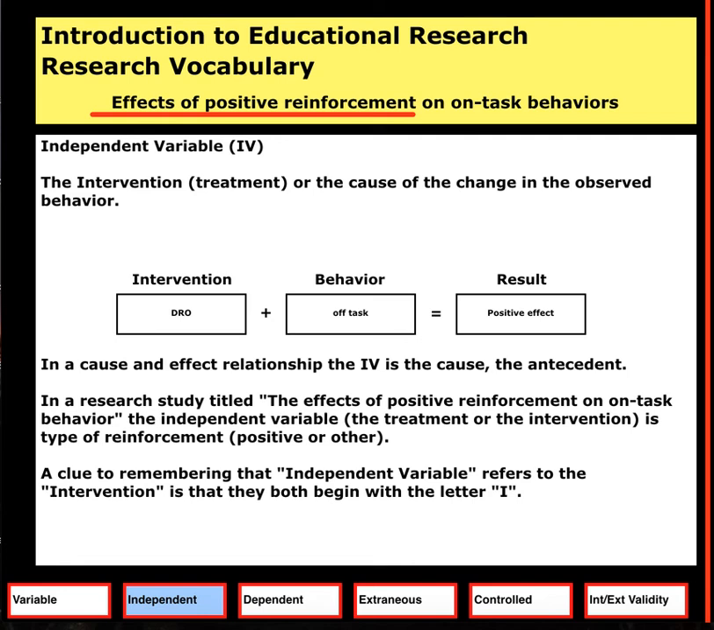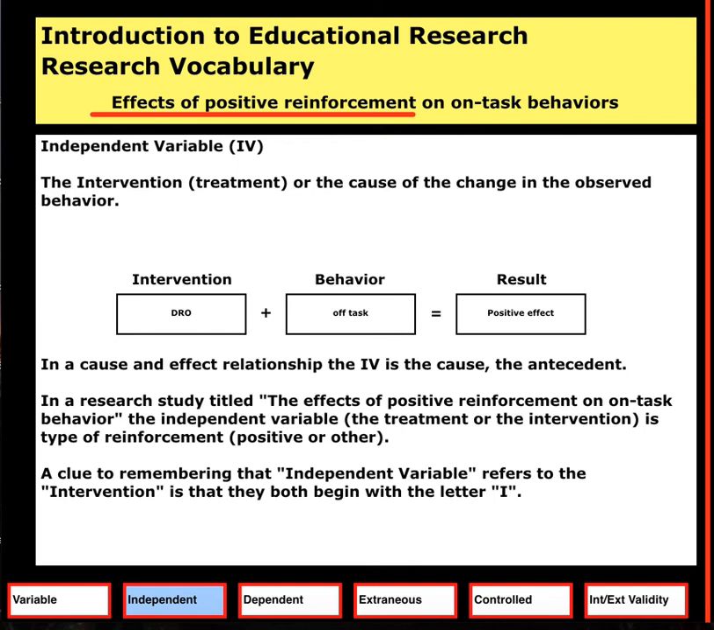So the intervention then goes by a special name, the independent variable. You can always identify the independent variable in a research study by asking yourself, what is the intervention? What is the treatment that the researchers are using? So if you look at the top of your screen, it says in a research study titled The Effects of Positive Reinforcement on Task Behavior, the independent variable, the treatment or the intervention, is type of reinforcement. Type of reinforcement, not positive reinforcement.